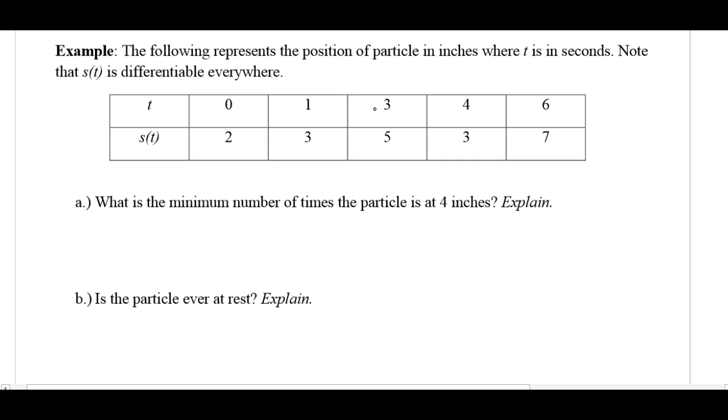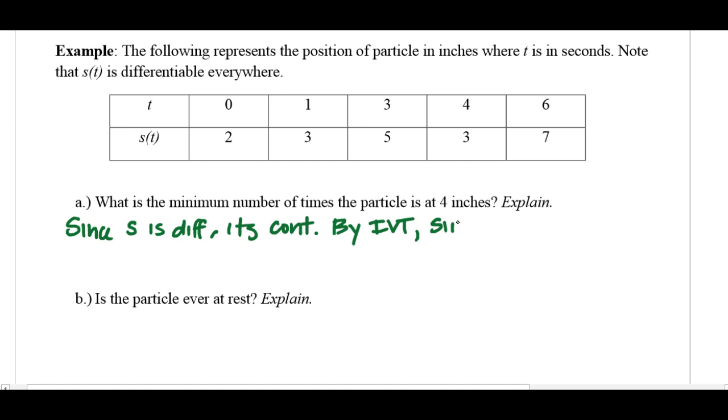So at some time between 1 and 3, the particle had to have been at 4 inches. And this is by the intermediate value theorem. So because this is a differentiable function, it is continuous. So since S is differentiable, it's continuous. Now, by the intermediate value theorem, 4 falls between 3 different intervals, actually. It falls between the interval from 1 to 3, from 3 to 4, and from 4 to 6. Over those time intervals, the position is going to have to be 4 inches.